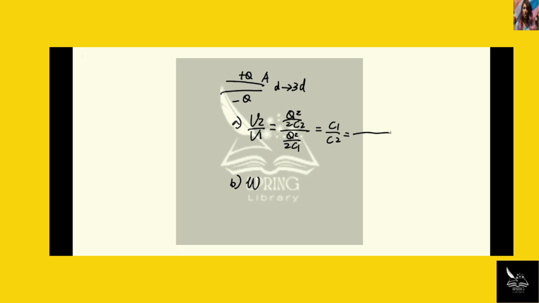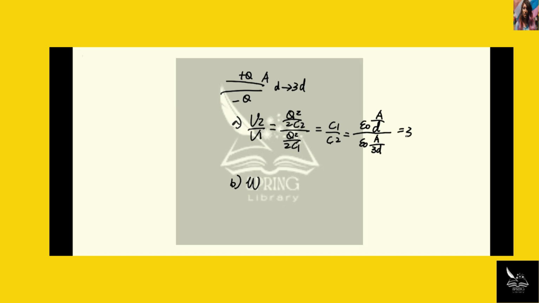And we can rewrite it in terms of the dimensions of the capacitor. And the area stays the same, and the distance becomes 3 times. So C2, the capacitance, decreases by a factor of 3. So the energy increases by a factor of 3.